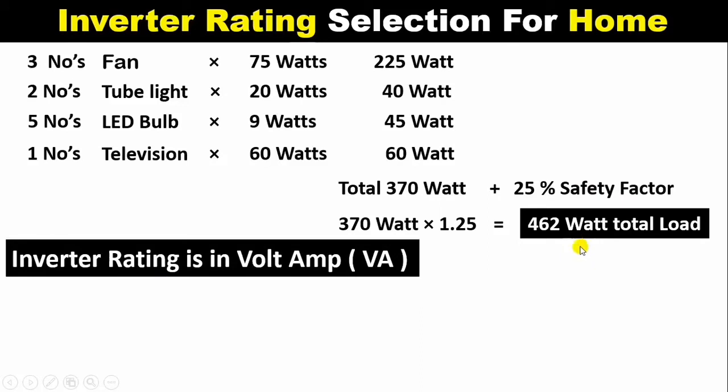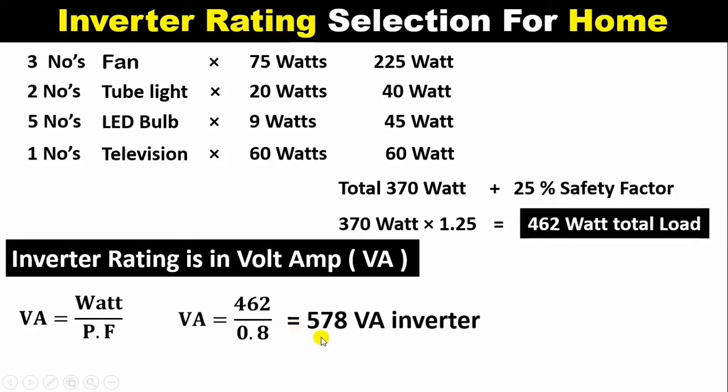Now to calculate the inverter, ratings are in volt ampere. So the formula is going to be calculated in volt ampere. The formula is watt over power factor. Now this power factor, usually we're going to be choosing that of 0.8, which is actually a more standard one. This will then give us the inverter rating of 578 VA.